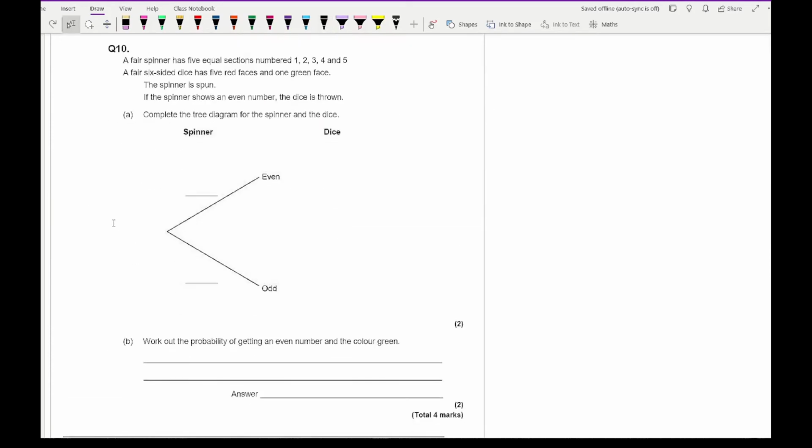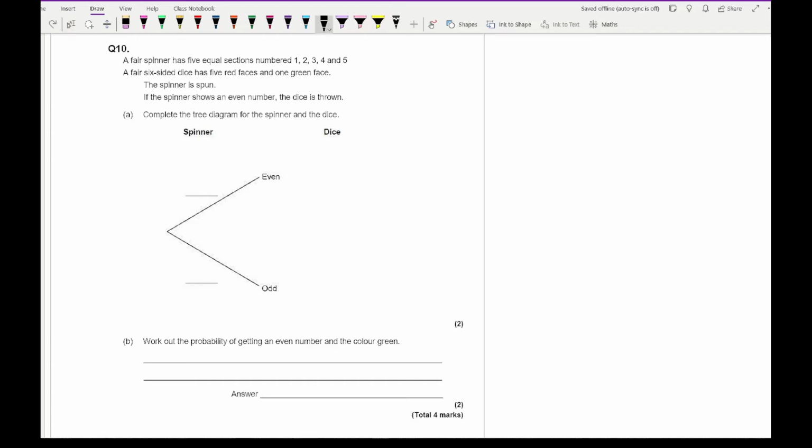Moving on to question 10. So here we're looking at probability trees. So it says a fair spinner has 5 equal sections, numbered 1, 2, 3, 4, 5. A fair die has 5 red faces and 1 green face. The spinner is spun, and if the spinner shows an even number, the die is thrown, and it says complete the tree diagram.